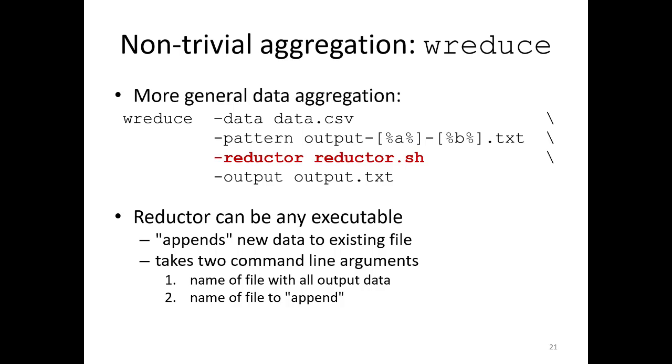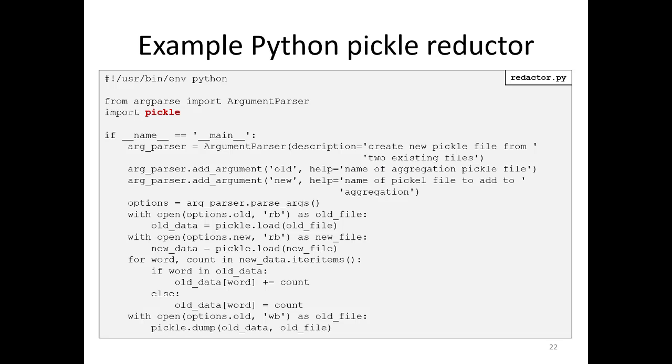It is the reduction operator which you have in many programming languages or also in parallel programming. And here is an example of a Python script that is actually a pickle reductor. So basically, the pickle is a format to serialize Python objects, and this can be used in order to serialize things.